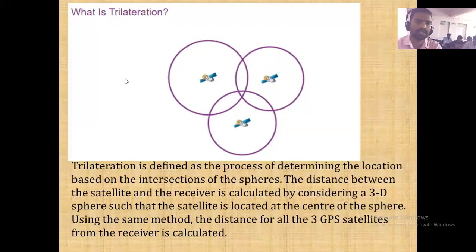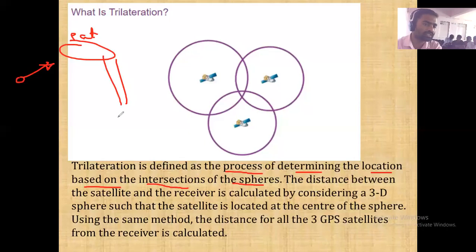Okay. So what is this trilateration? Trilateration is defined as a process of determining the location based on the intersections of the 3 spheres. See, the satellites are sending the signals, and where are they coming to? They are coming to the receiver. So the signals are continuously coming, with a minimum of 3 satellites, so 3 signals.